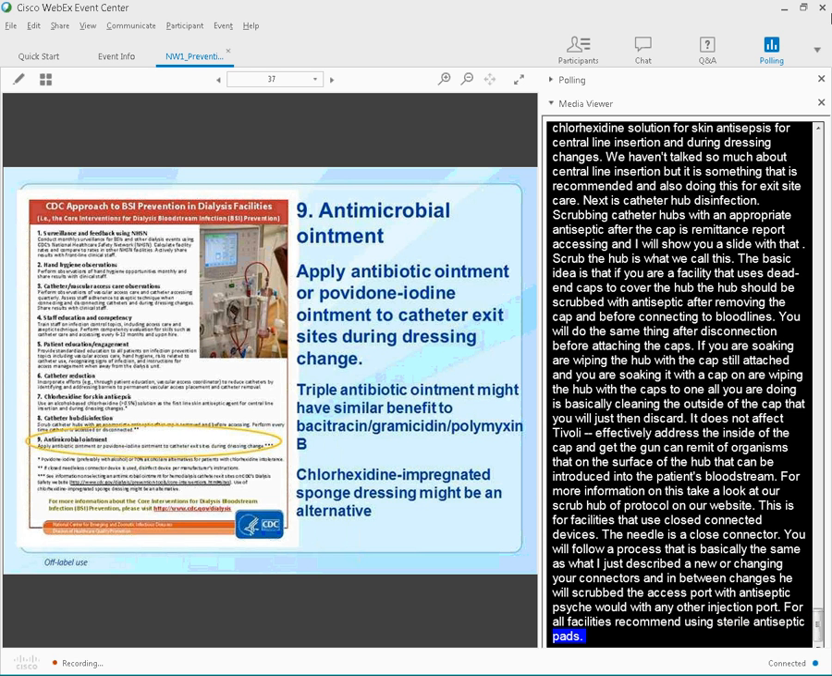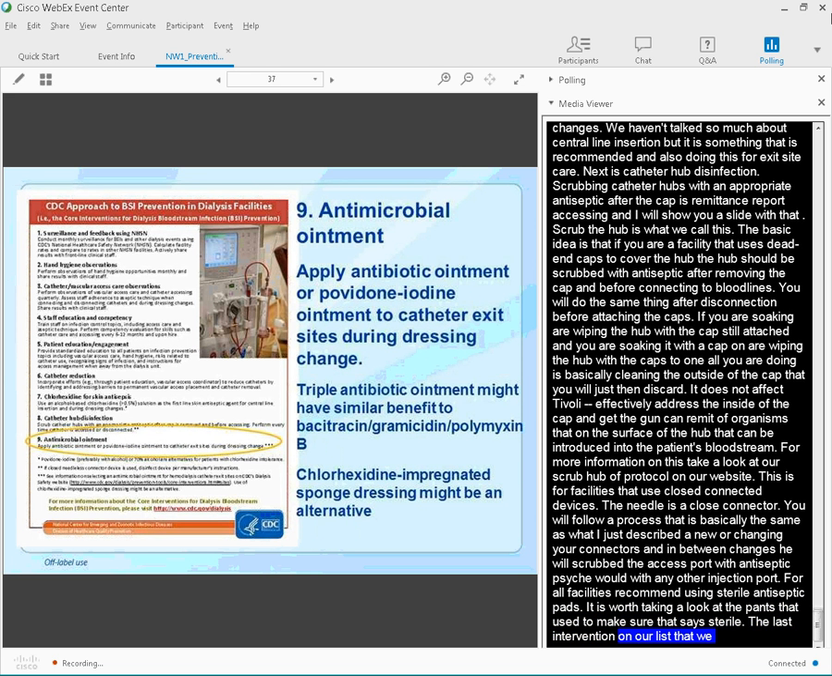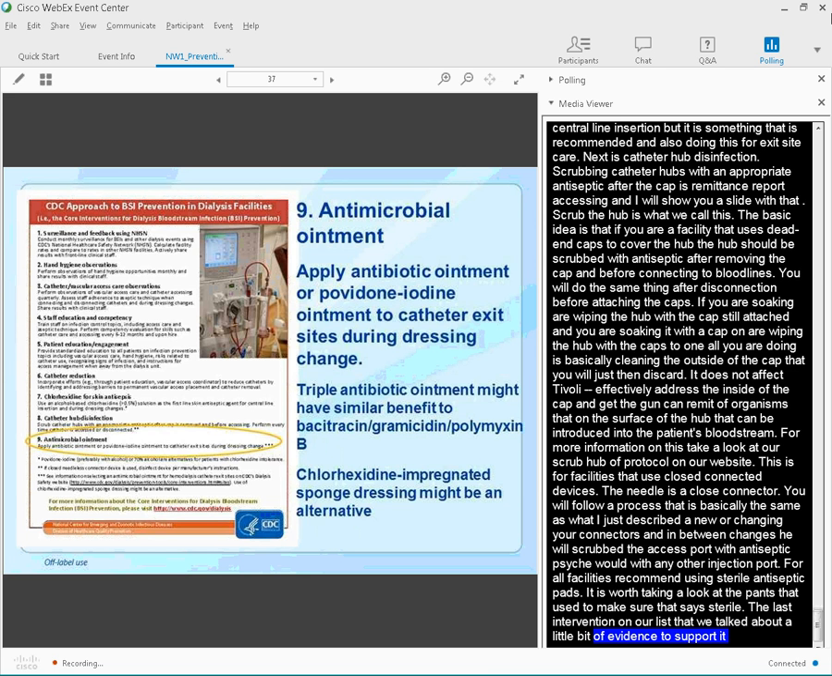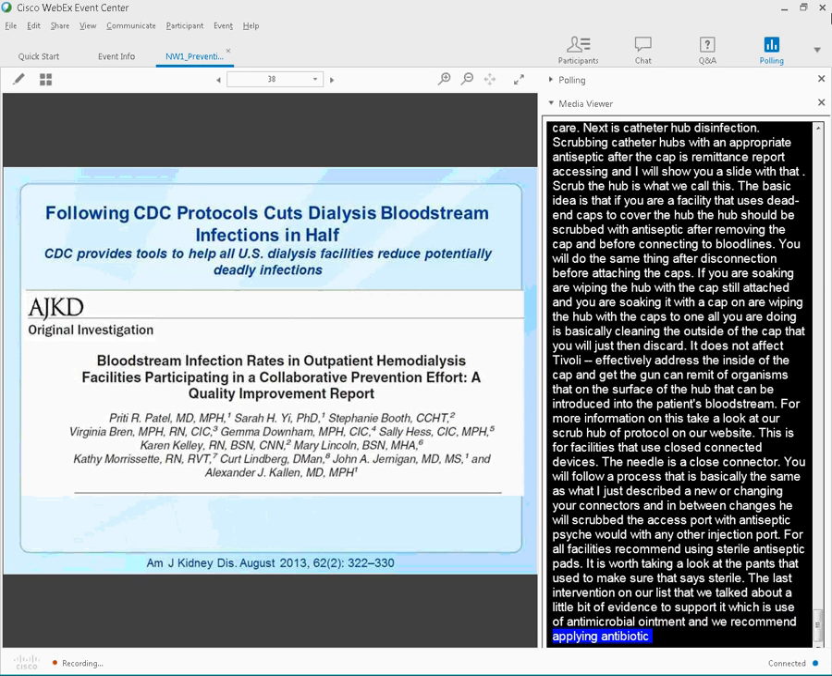And then the last intervention that's on our list, which we talked about a little bit of evidence to support, is the use of antimicrobial ointment. And we recommend applying antibiotic ointment or povidone iodine ointment to the catheter exit site during dressing change. And for more details on that, you can just take a look at our website.